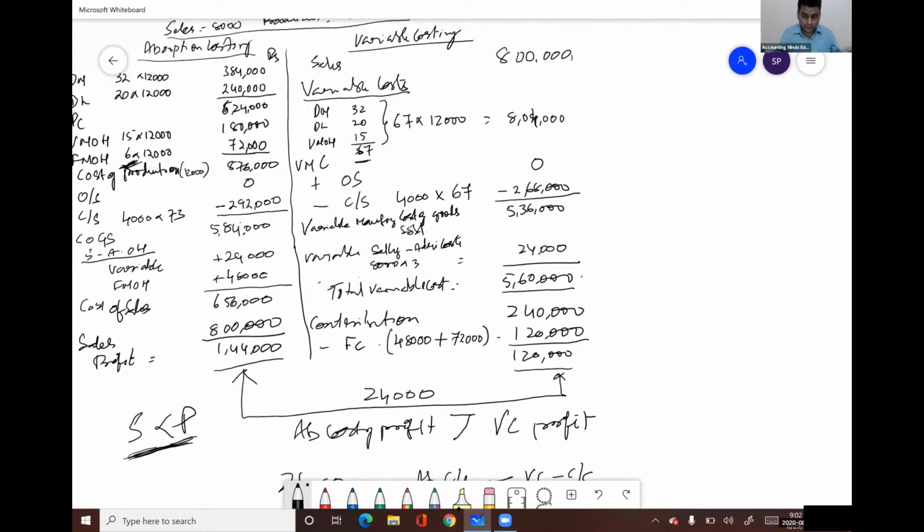Now the third question. What is the third question? Why is there a difference in the value of closing stock? Here we have taken 67, here we have taken 63. How, sir, is this 67 and that 63? My dear friend, 32, 20, 15, 6 is 73. 32, 20, 15 is 67. Then why is there a difference? That 6 rupees you left out in the value of closing stock.